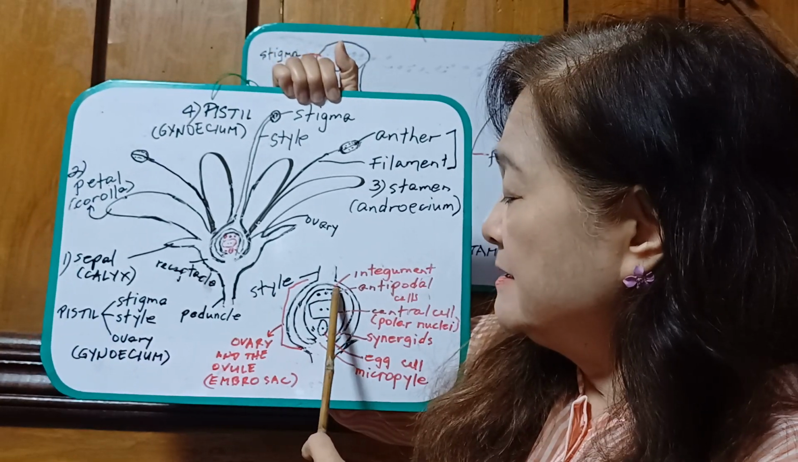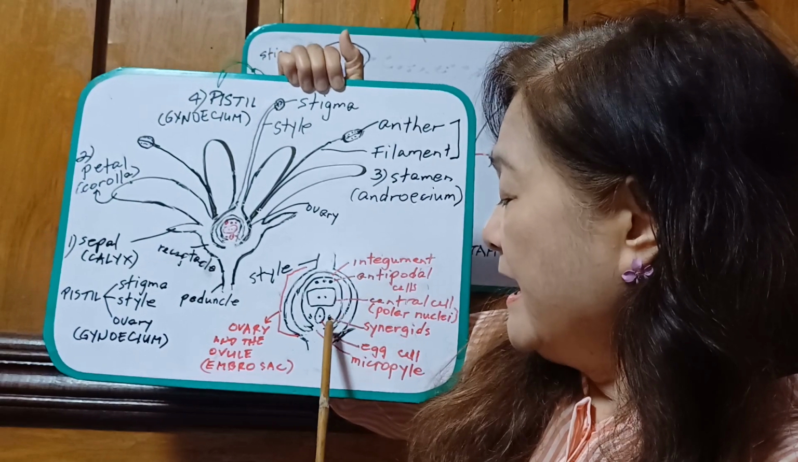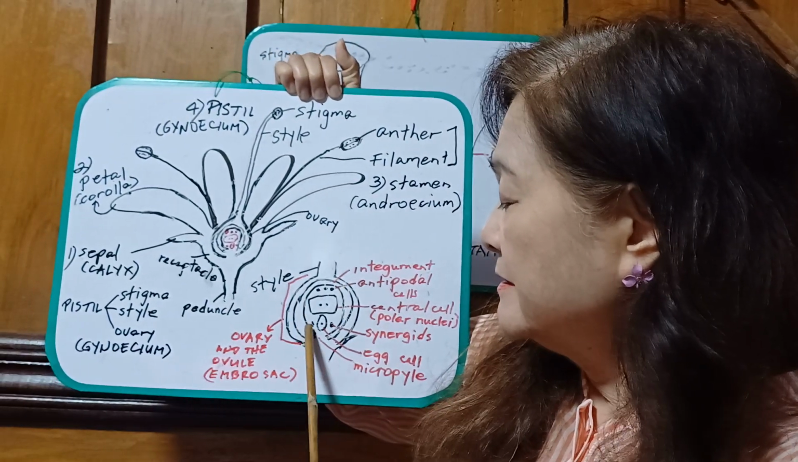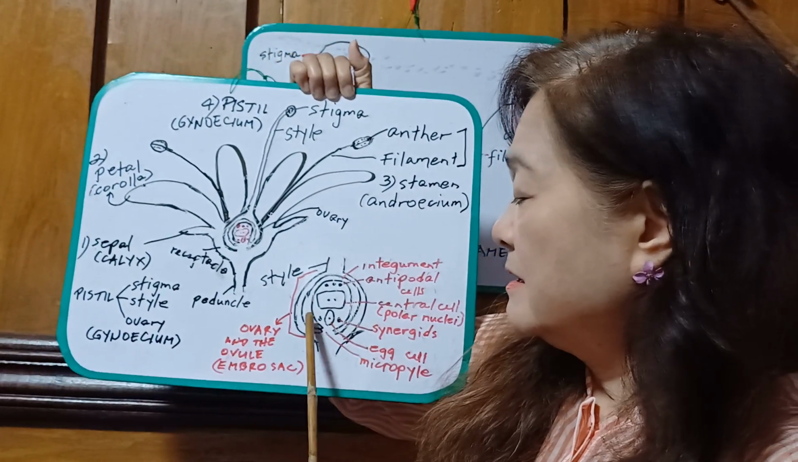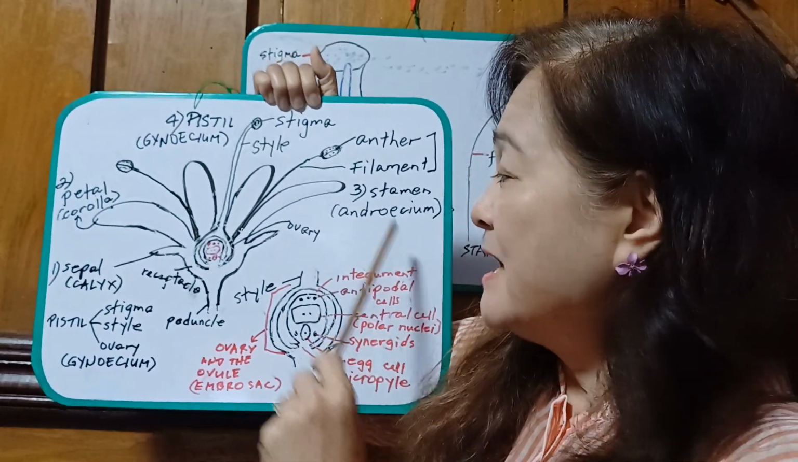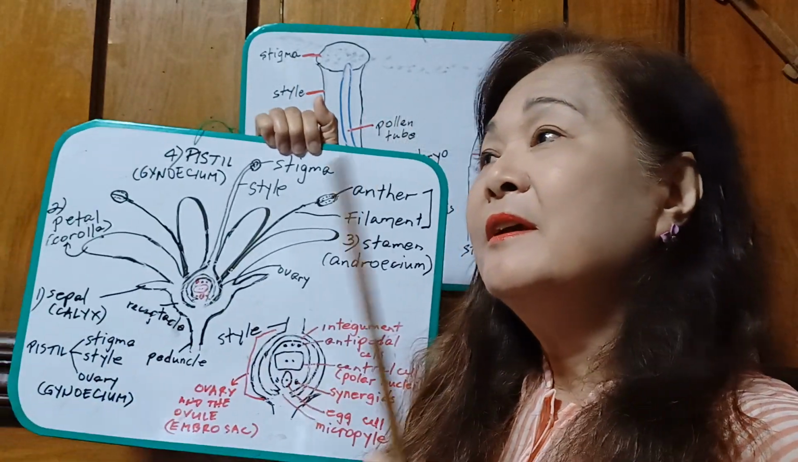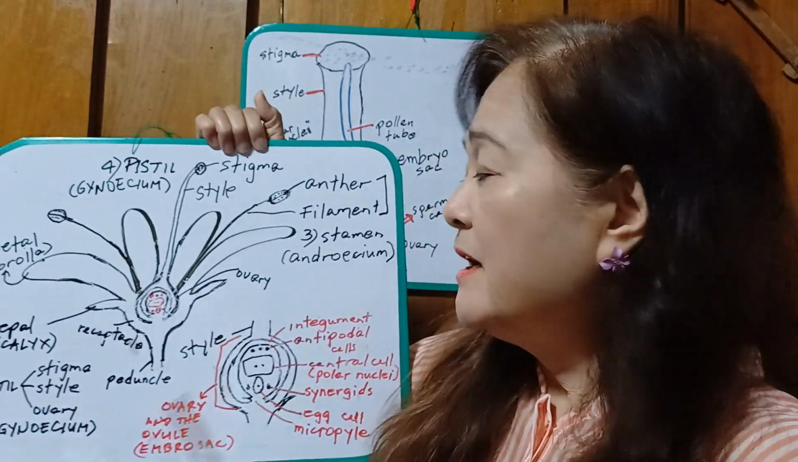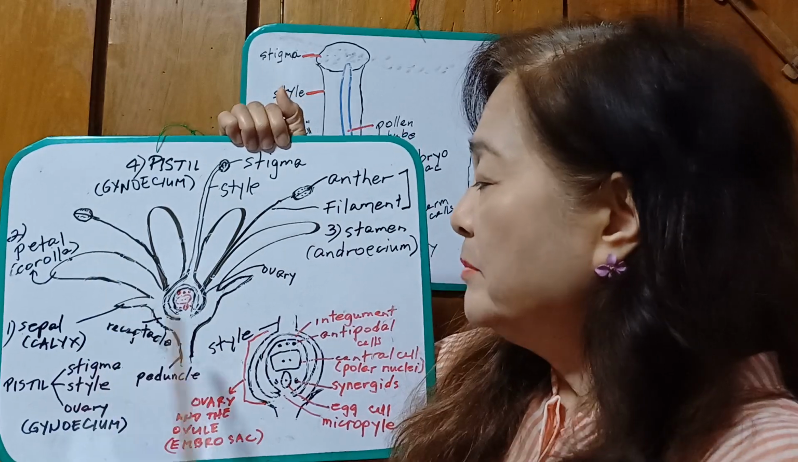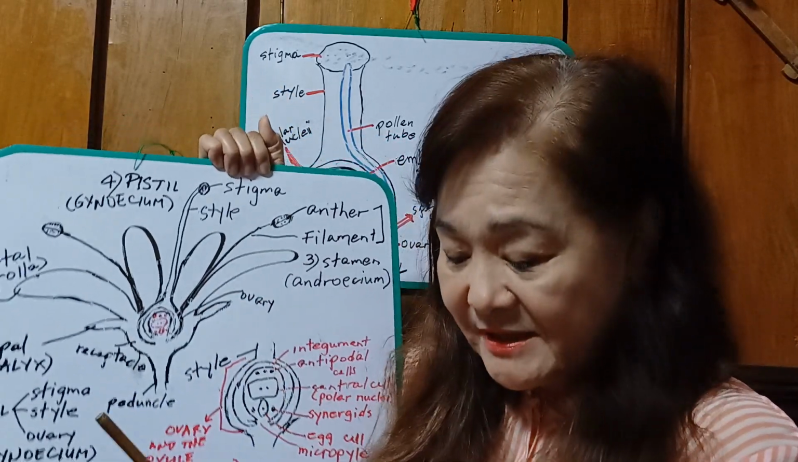The integument, surrounding the embryo sac, will become the seed coat. So that's how pollination and fertilization occur, and what happens to the other parts of the flower after fertilization.